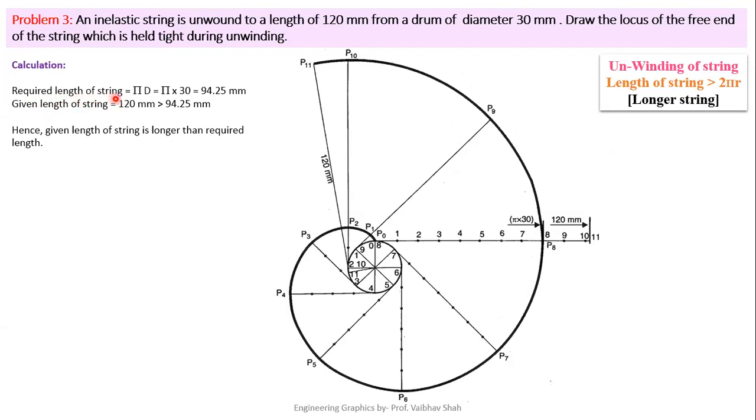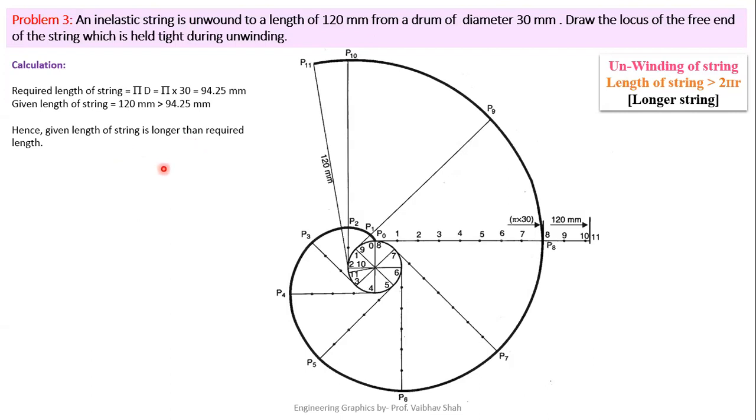So let us first start with the calculation of required length of string. So required length of string is equal to pi d, pi into 30, which is actually the diameter of the drum, which is exactly equal to 94.25 mm. Here the given length is 120 mm. Now we are having two lengths, 120 mm and 94.25. So you have to simply compare these two lengths, and it is obvious that 120 is greater than 94.25. That means given length of string is longer than the required length. And obviously we are dealing with the longer string example.